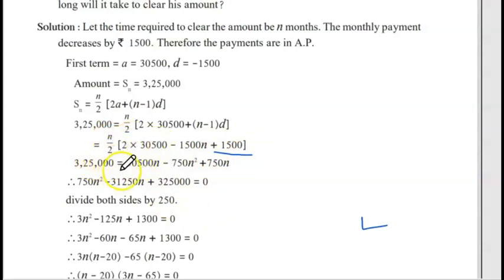Here 2 will get cancelled. You will get here 30,500 n. Next multiplication, n by 2 into 1,500 n. Here again 1,500 upon 2, you will get here 750 n square, and the next n by 2 into 1,500. Again 1,500 upon 2, you will get here 750 n.